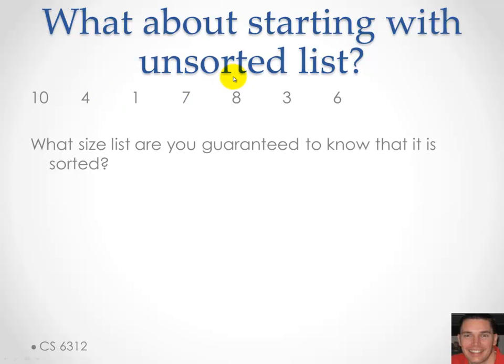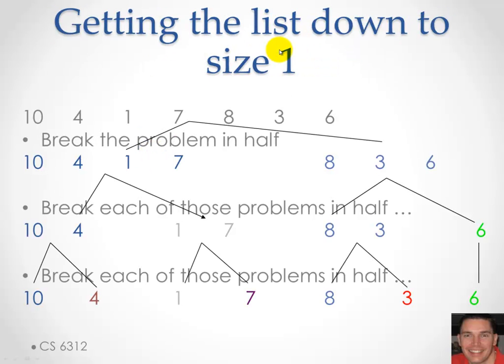What about starting with an unsorted list? How in the world can we use that knowledge, if we have two sorted lists that we can merge them together? We can ask ourselves, what size list are you guaranteed to know is sorted? The answer is a list of size 1. We know that's an actual sorted list. So we can use that information to begin cutting our problem down so that we can start working with a list of size 1. Here we have our list: 10, 4, 1, 7, 8, 3, 6. I'm going to start cutting this problem in half until we can get down to a list of size 1.